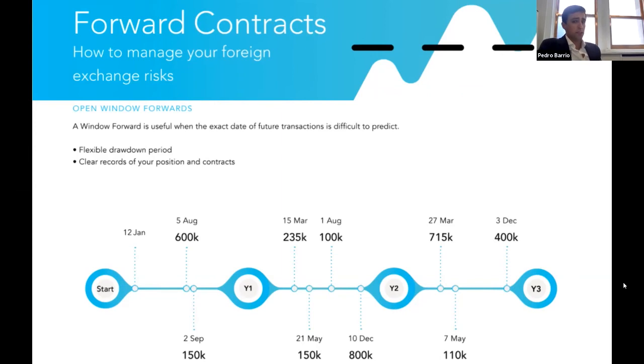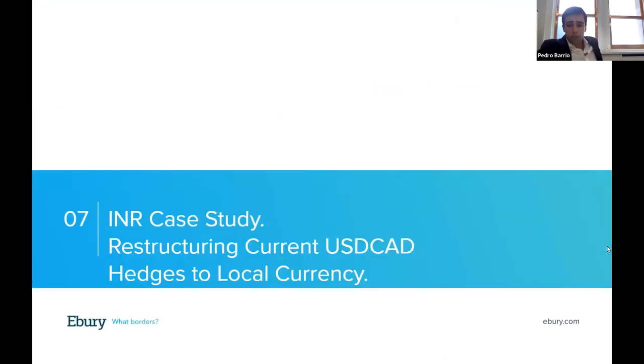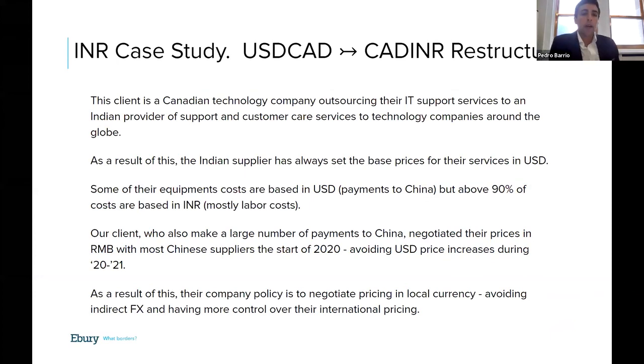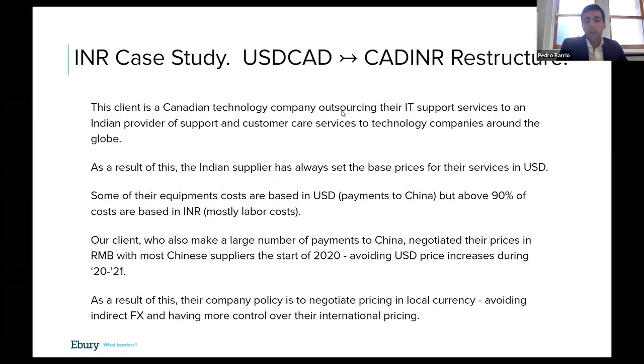If we go over to the next slide, just to round up, we're going to be looking at one very interesting case study for INR. One of our clients who had quite a big exposure to India. Boris, if you could skip to the, thank you. So I think this case study really puts into perspective the benefits of paying in local currency, and the benefits of paying in INR as well.